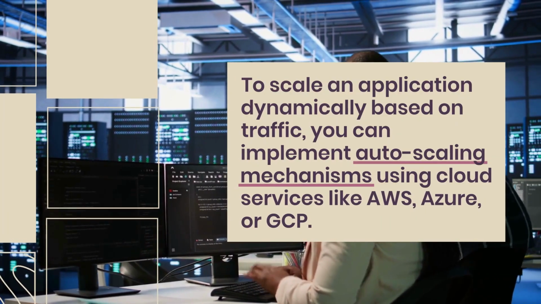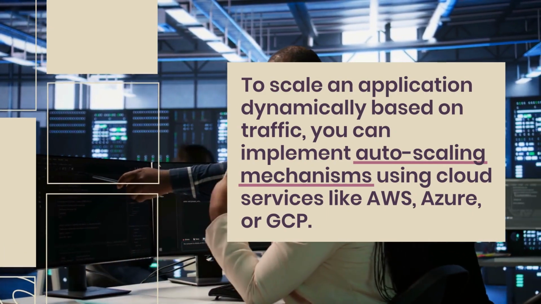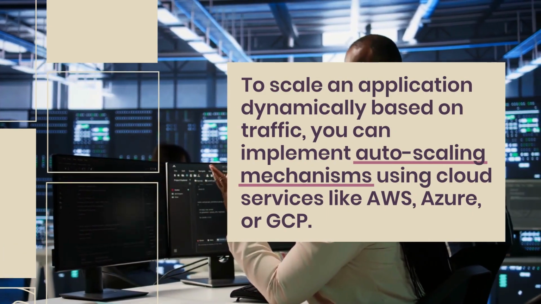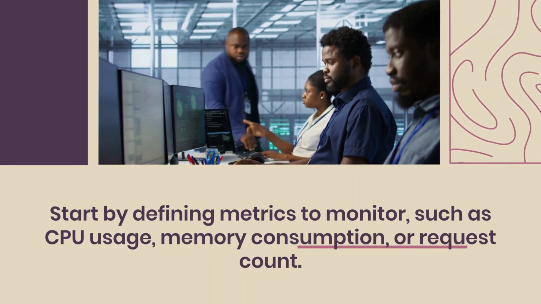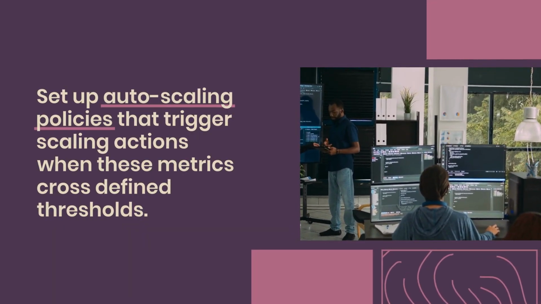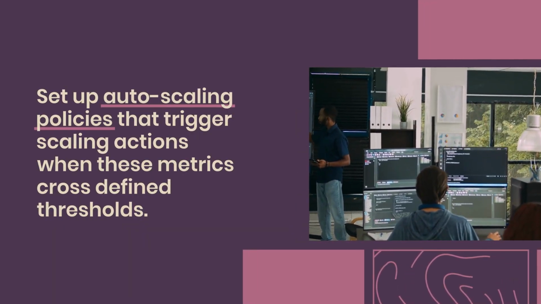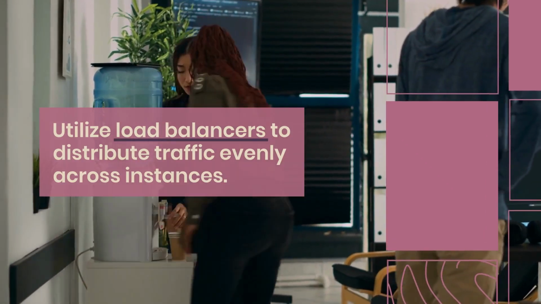To scale an application dynamically based on traffic, you can implement auto-scaling mechanisms using cloud services like AWS, Azure, or GCP. Start by defining metrics to monitor, such as CPU usage, memory consumption, or request count. Set up auto-scaling policies that trigger scaling actions when these metrics cross defined thresholds. Utilize load balancers to distribute traffic evenly across instances.